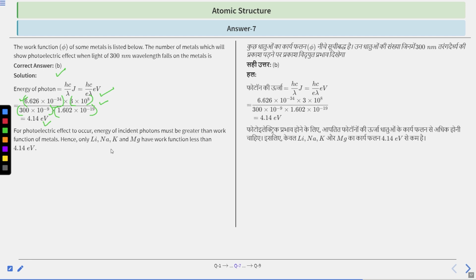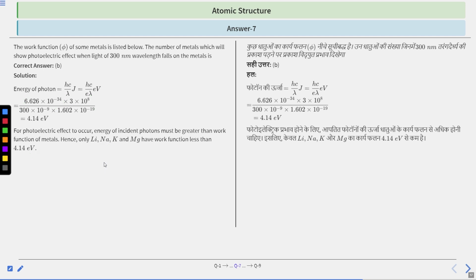Hence only lithium, sodium, potassium and magnesium have a work function less than 4.14 electron volt, and because their work function is less than the energy of the incident photons, only these elements will show the photoelectric effect. So how many are these? These are 1, 2, 3 and 4, and that's why the correct option is option B, that is 4.